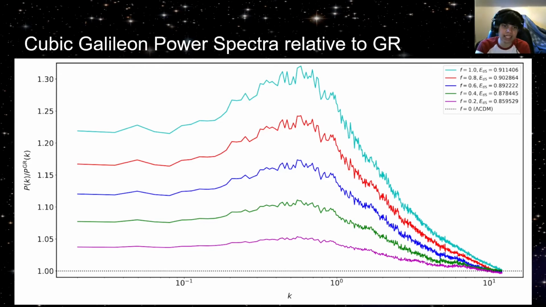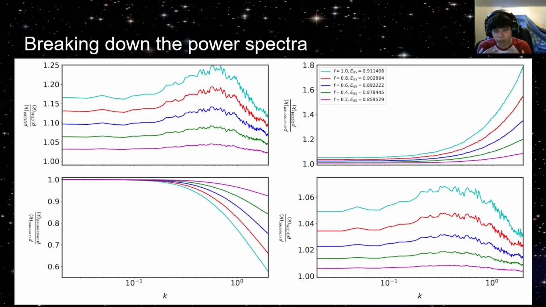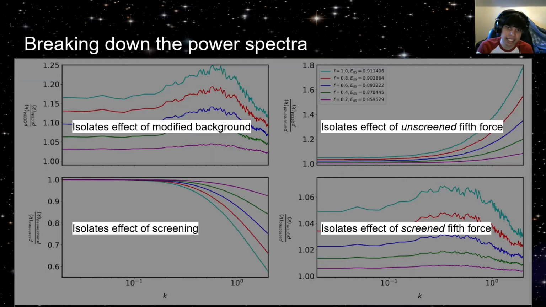But we can do more than that. We can also understand why the power spectrum looks the way it does. So we are able to break down the power spectrum and look at what constituent parts are giving rise to its overall shape. So what do I mean by that? We are able to isolate various effects on the power spectrum. So for instance, in the top left, that curve is meant to represent the isolated effect of just the modified background on the power spectrum.